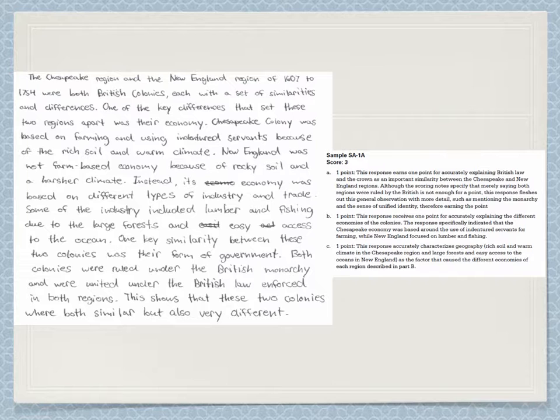In part B, the student received the 1 point for explaining the differences. And for me, this was the strongest part of the student's actual answer. You'll see starting there on line 3 with one of the key differences, the student goes into good detail and talks about the differences in climate and soil, and also how these differences led to different types of industry and trade. Then in part C, the student received the point for causation because the student talked about how the geography, rich soil and climate, produced the differences or caused the differences in the two economies.